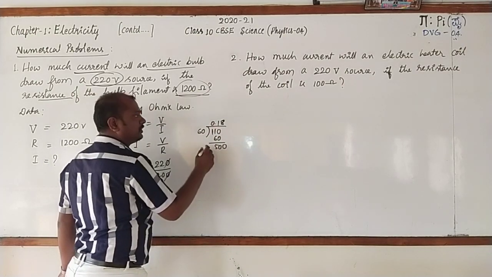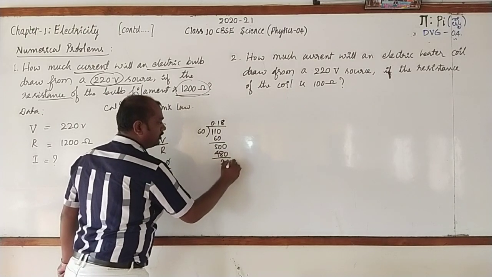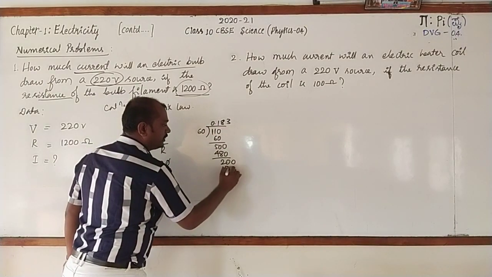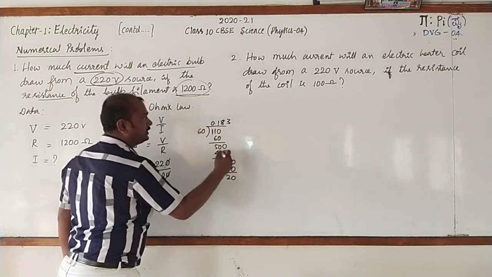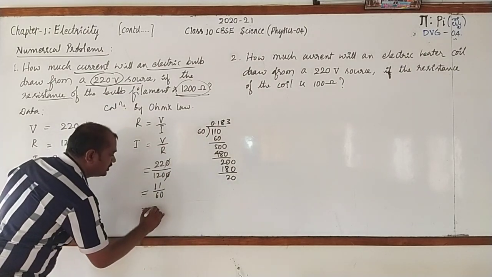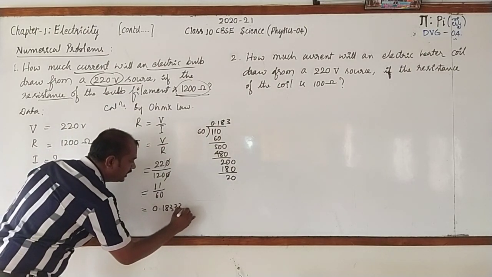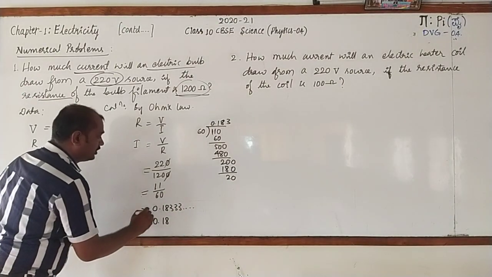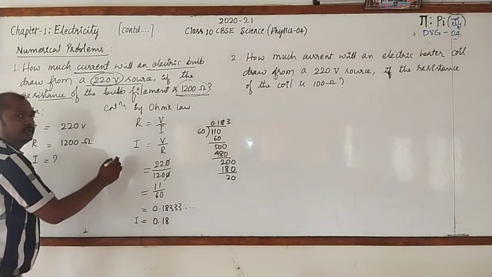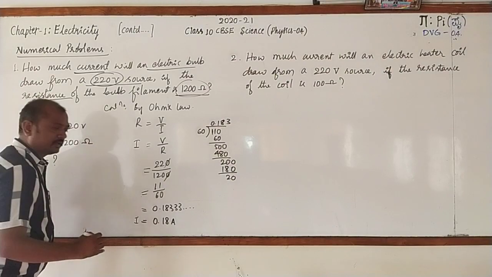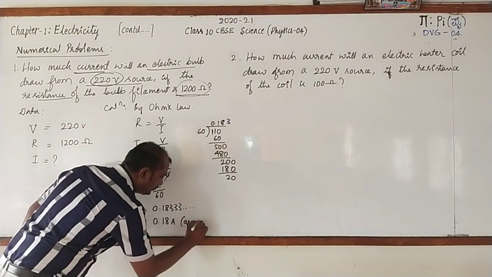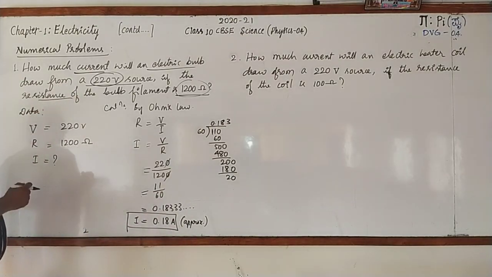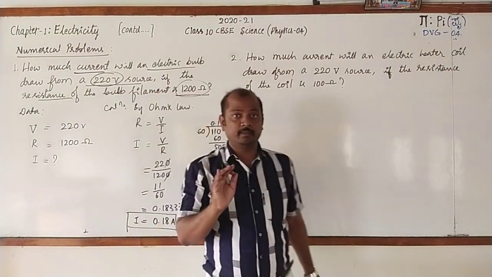60, 8s are 480. Then 20 will remain. You may take 200. 6 3s are 180. Again 20, and it will be recurring. That is 0.18333, and so on. Approximately we can write 0.18. Then what is the unit of current? Unit of current is ampere. Clear? So this is an approximate value. Hence we can write that the amount of current drawn is 0.18 amps.